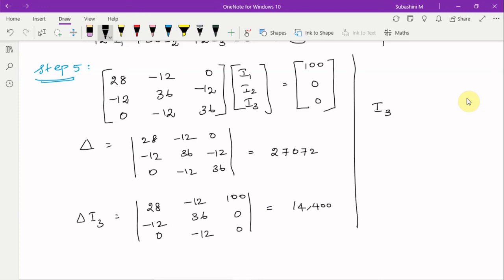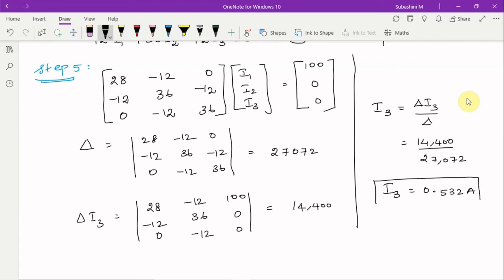So to find out the current, I3 is equal to del I3 divided by determinant. So 14,400 divided by 27,072, where I will be getting I3 as 0.532 amps. So this is the current that is flowing through the 16 ohm resistance.